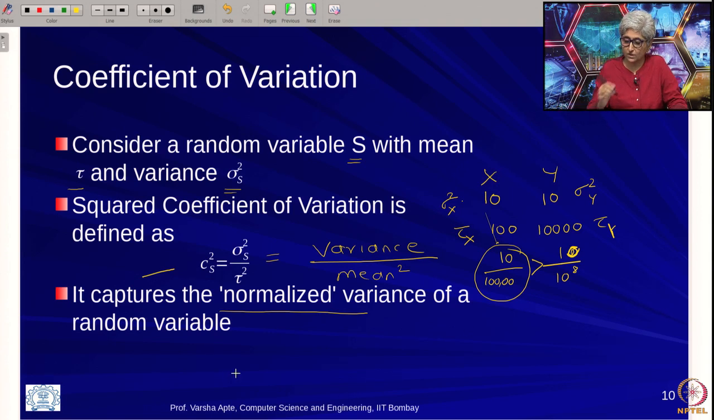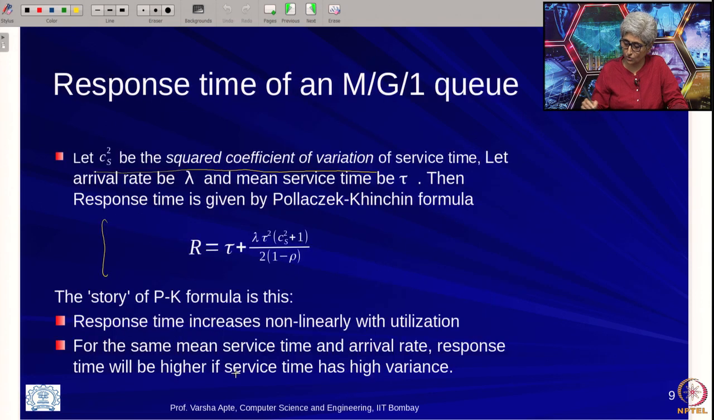And so the coefficient of variation is used in this Pollaczek-Khinchine response time formula. So response time is equal to, of course, the service time component, the tau, and this is basically the waiting time. So it is lambda tau squared times (C_s squared plus 1) divided by 2, multiplied by 1 minus rho. So what does this formula say?